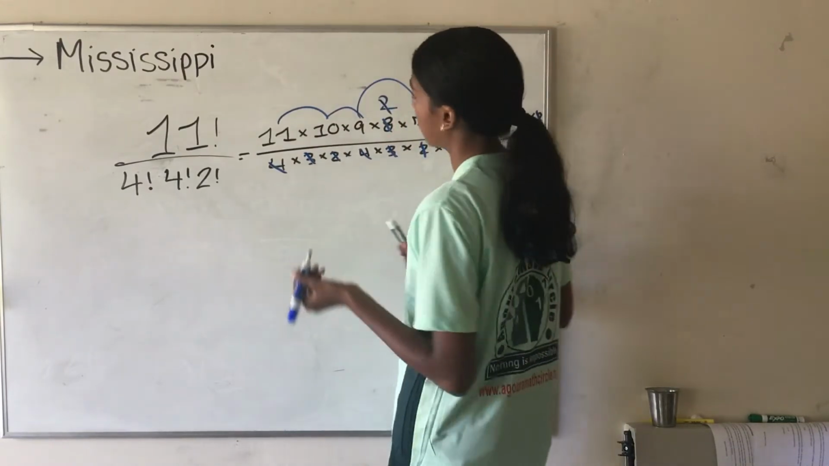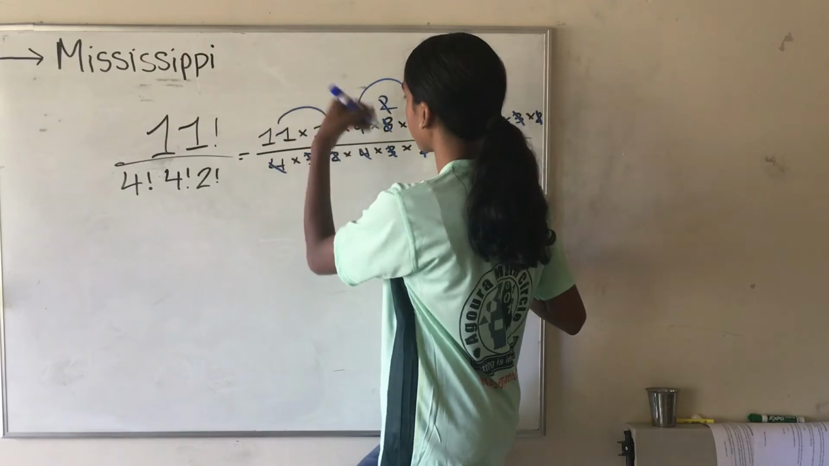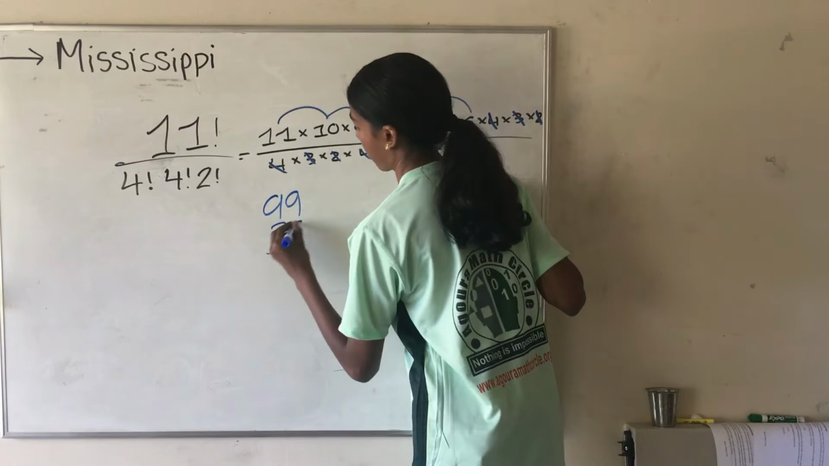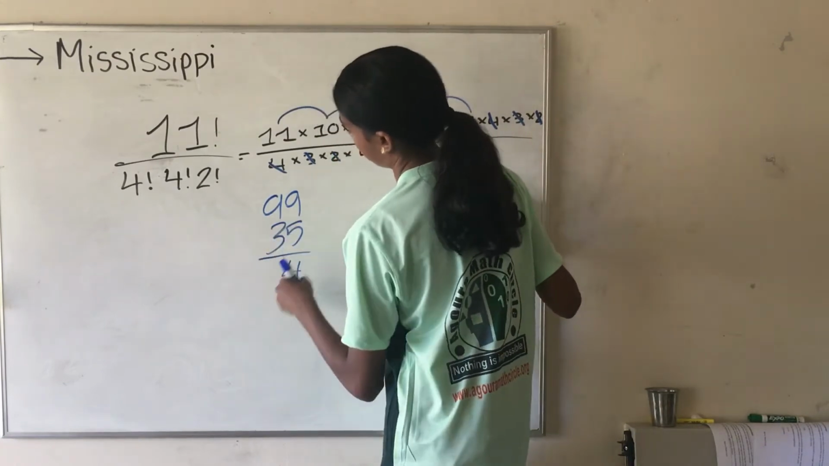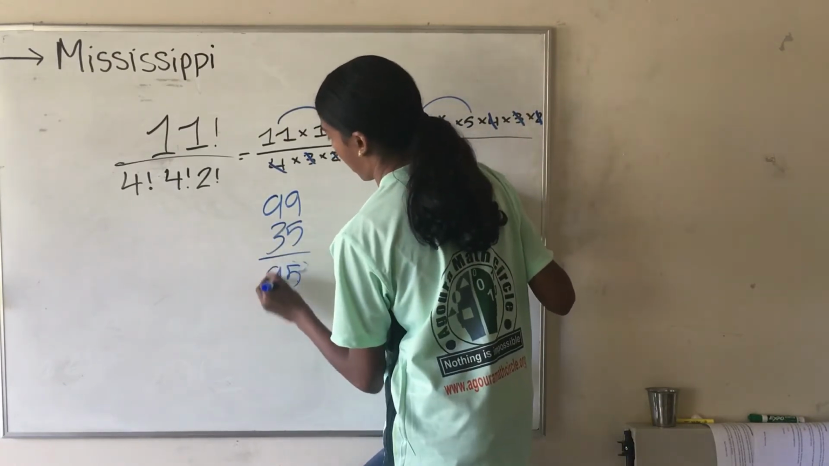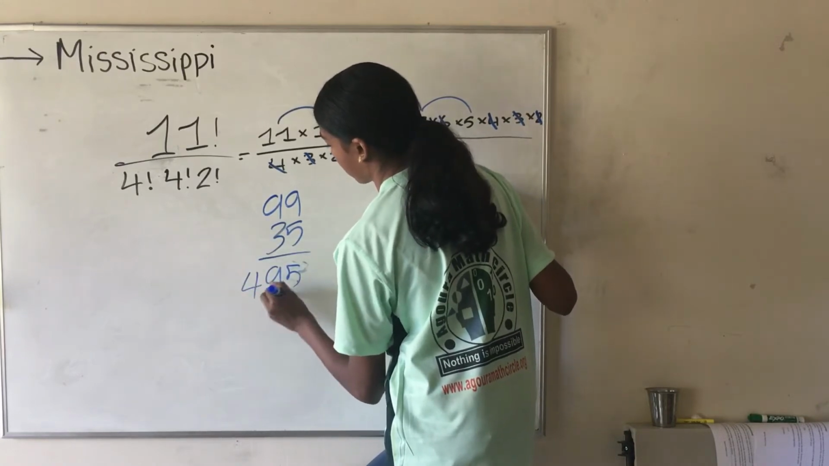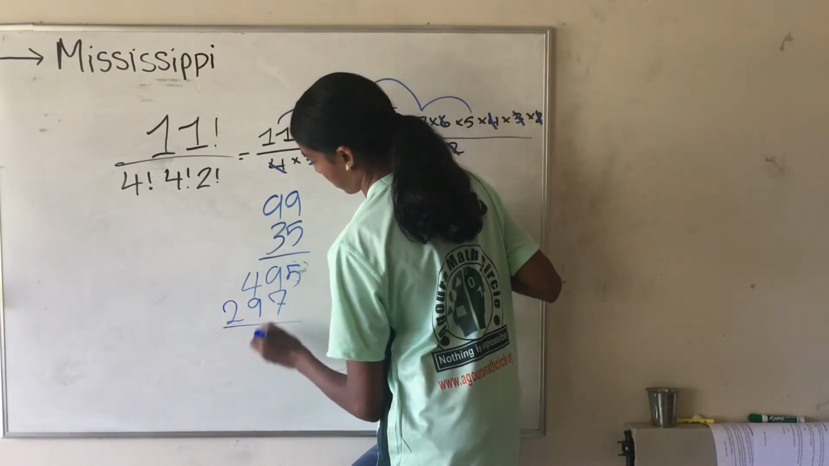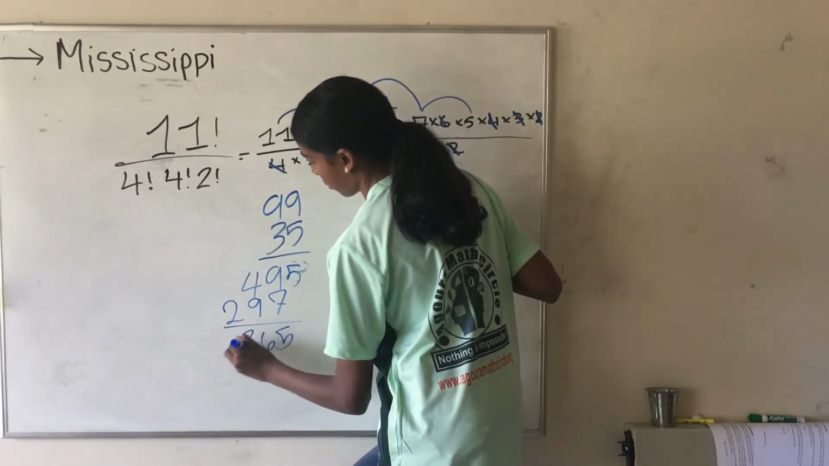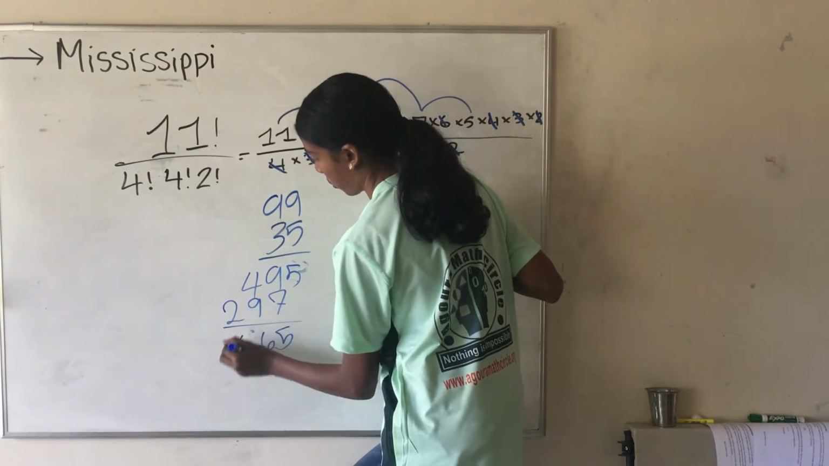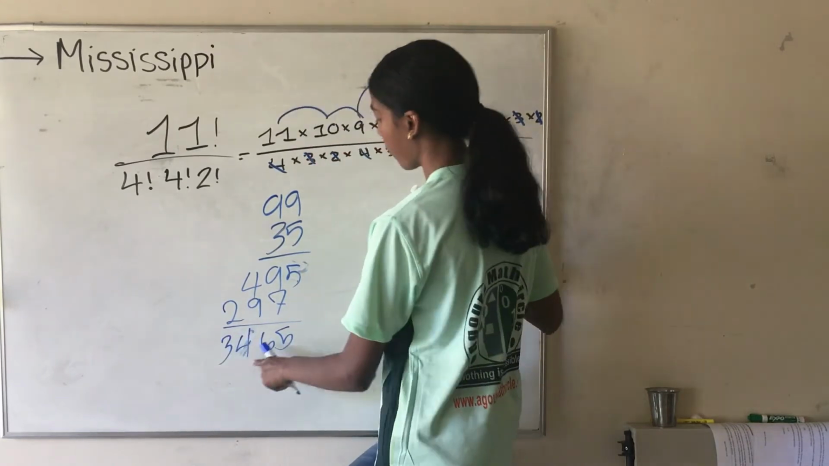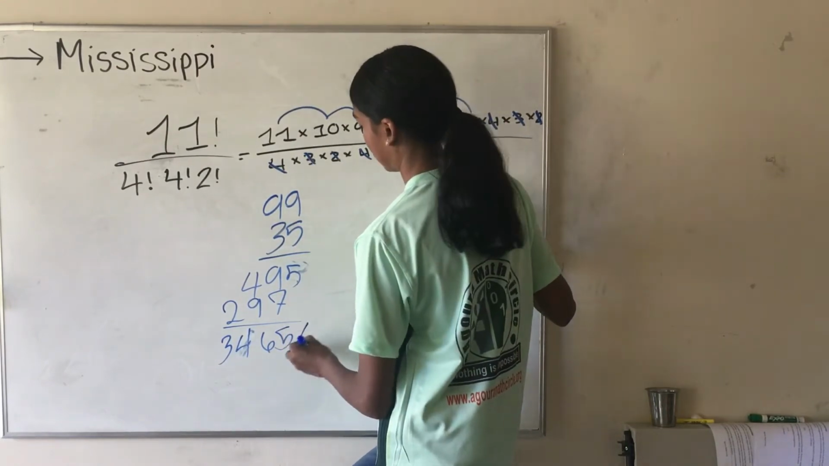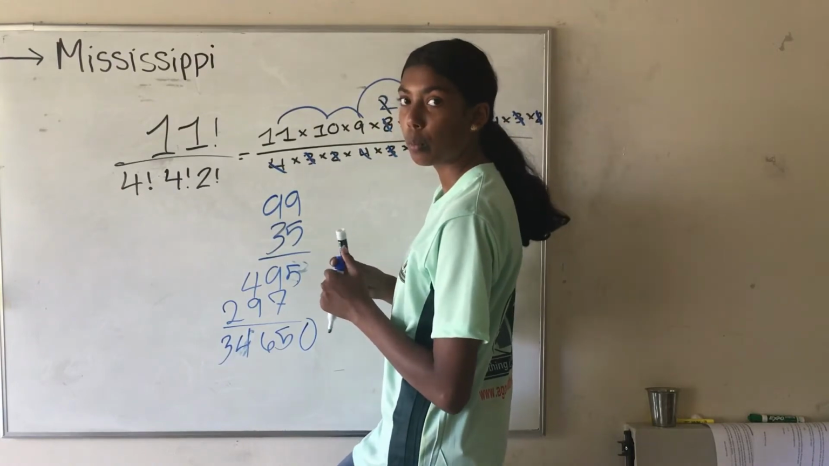So let's take this step by step. Let's do 11 times 9, which is 99. 7 times 5 is 35. Multiply this with 4. Oh no, that's supposed to be a 5. 9, 49, 7, 27 plus 2, 29, which gives us 5, 6, 3. No, that becomes a 4, 3. So 3, 4, 6, 5 times that extra 0. 3, 4, 6, 5, 0, which is our answer.